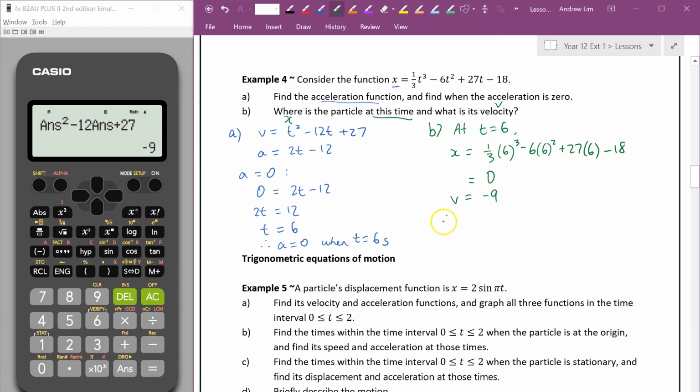Okay, so therefore the particle is at the origin, moving at a velocity of 9 meters per second. Sorry, minus 9. Okay, a velocity of minus 9, so it's moving to the left.